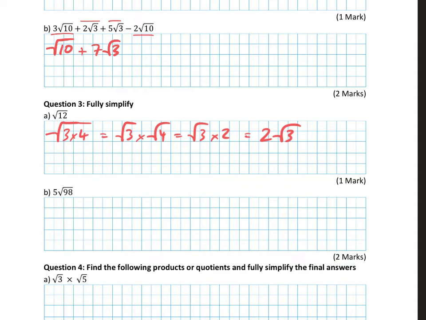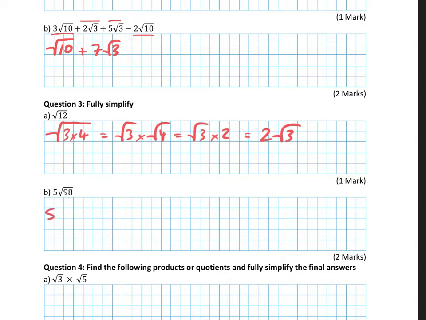98 divided by, it's the next square, 16. No good, 6.125. 98 divided by 25. Oh no, that's not going to work because 25 has to be ending in 0 or 5, so 3.92, no good. 98 divided by 36, 2.72 recurring, no good. 98 divided by 49, which is 7 times 7, 98 divided by 49 is 2.